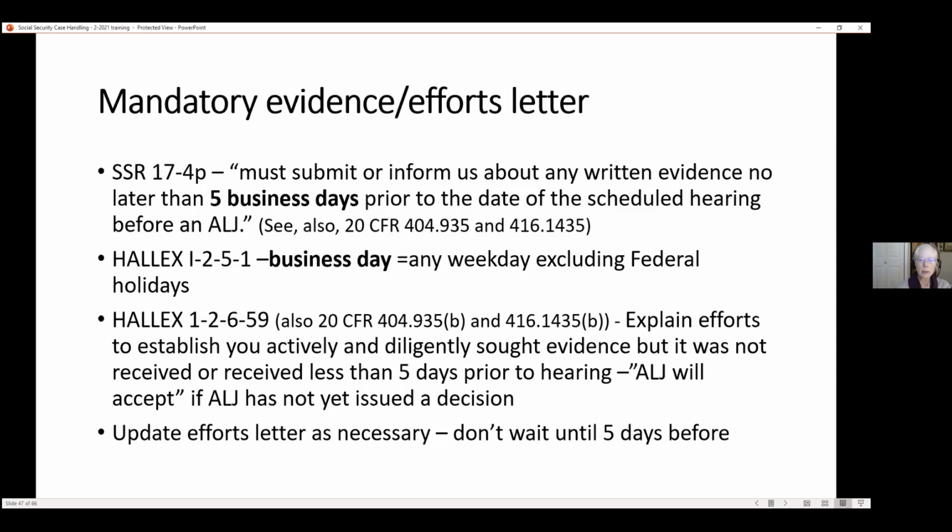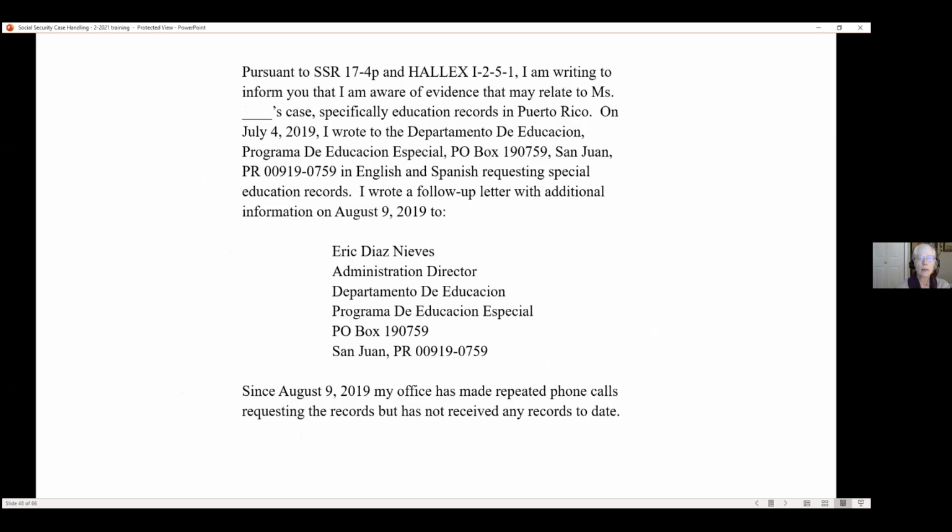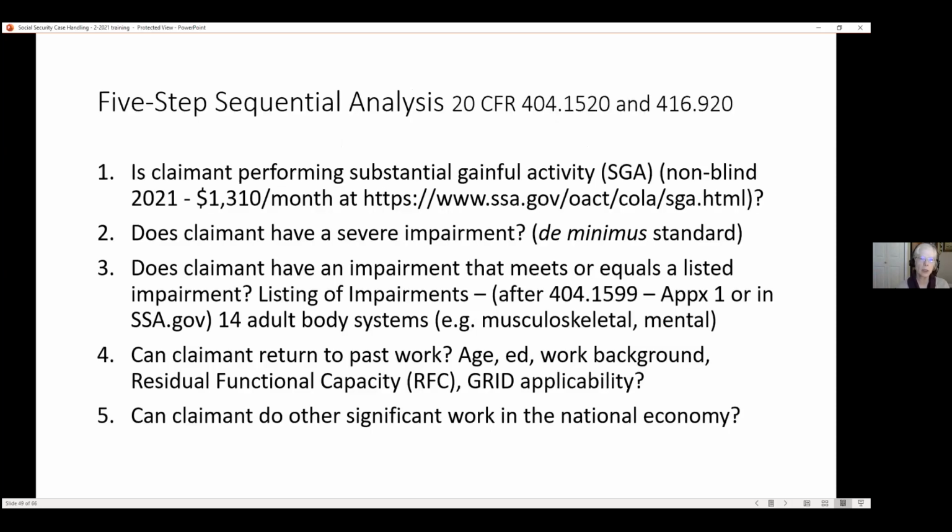So I think we've talked about that a lot already. This is an example of a letter that I wrote to explain the records I tried to get from Puerto Rico, which I have to tell you is just about impossible. But I tried to get these special education records from Puerto Rico for one of my clients, and this is what I wrote for what I tried to do to get that. So that would be a basis for asking for a subpoena or just explaining why you don't have it, so the judge doesn't blame you for not having it. So you don't get an opinion that says, well, I looked at the record, but they don't even have these special education records, so obviously they don't really care.